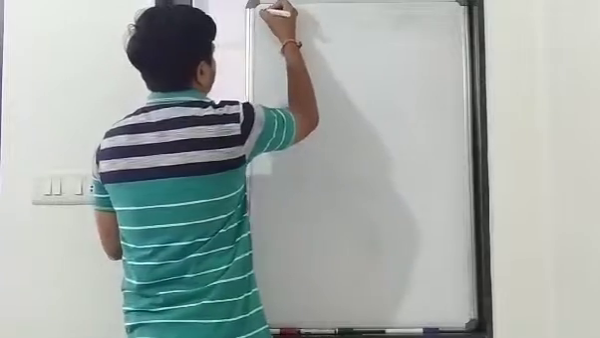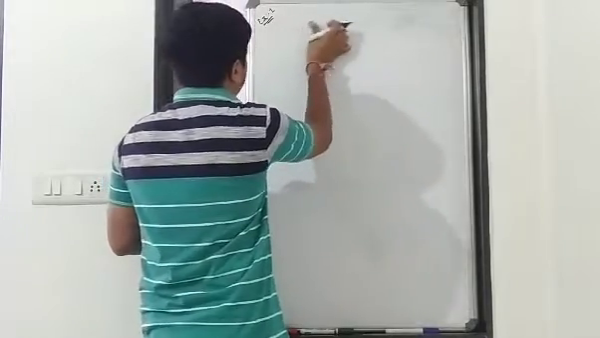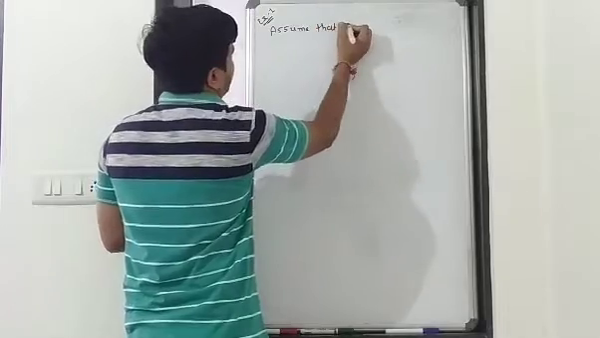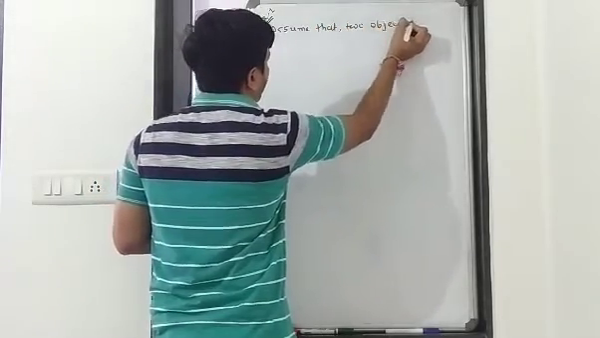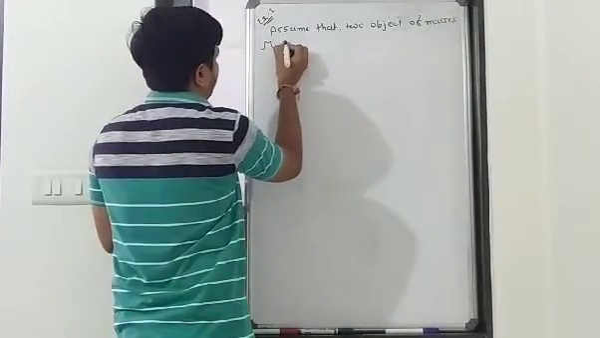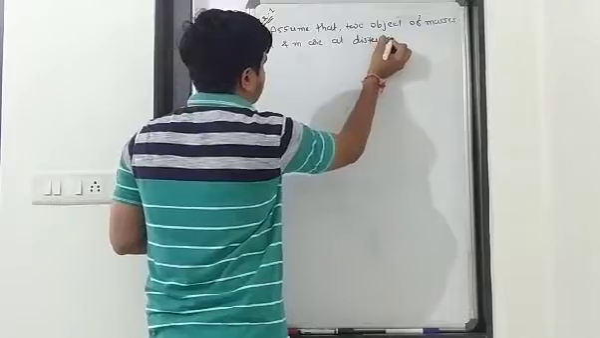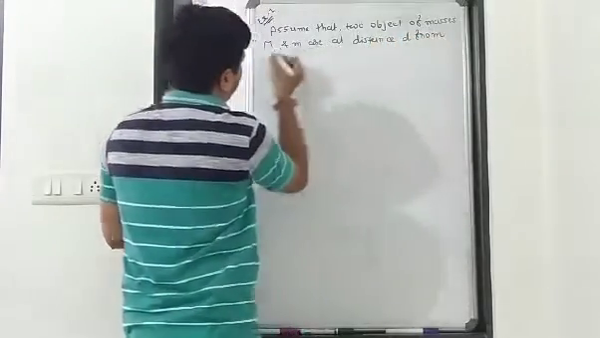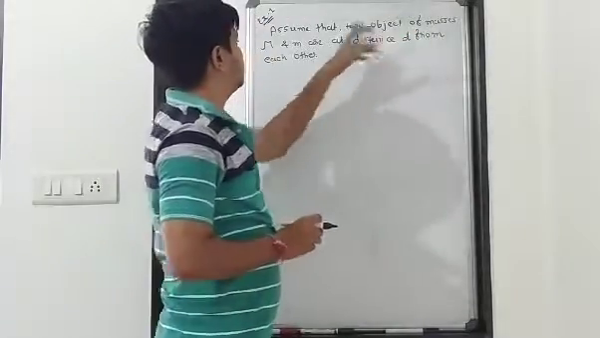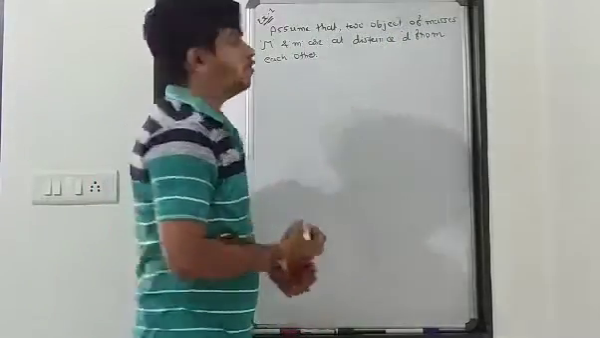Assume that two objects of masses capital M and small m are at distance d from each other. So there are two objects with masses capital M and small m, and the distance between both of them is d. Right? Then the gravitational force.